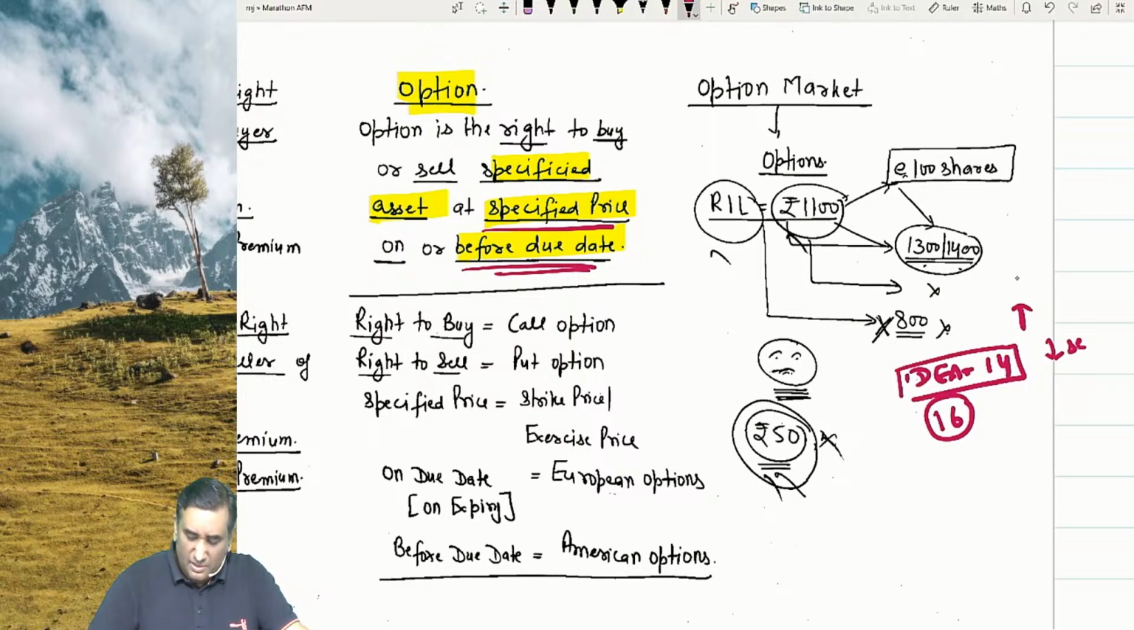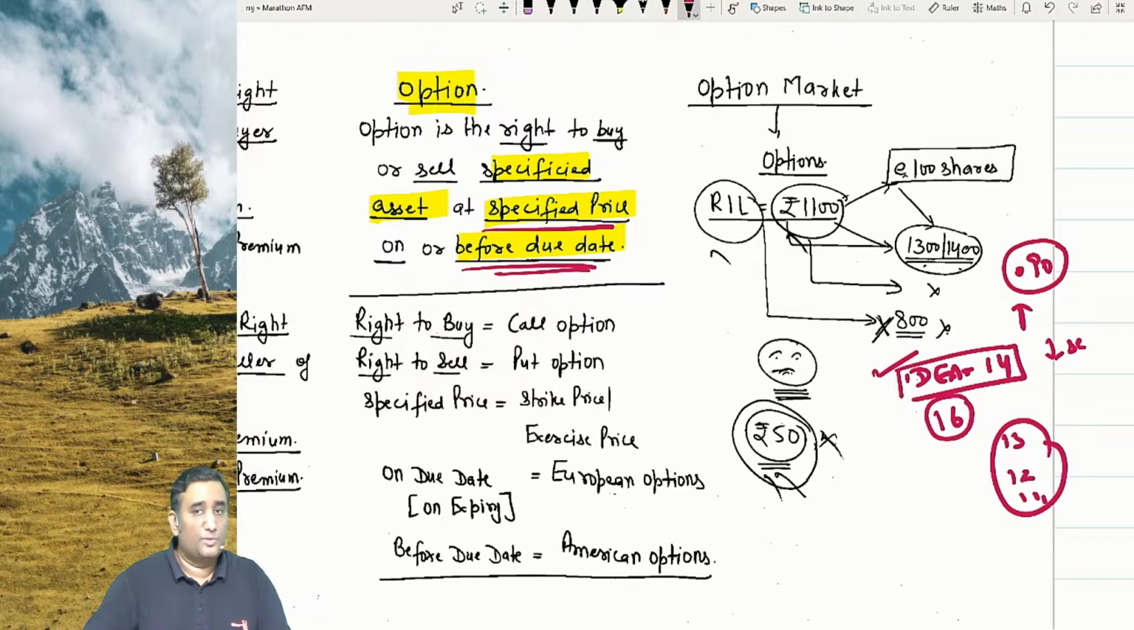A 14 rupees call option premium, I think today would have been trading approximately at 14.90 paisa. It's a huge premium. In fact, I say give me 90 paisa, take the right from me, you can come at the end of the expiry and buy from me at 14 rupees, no matter what the price becomes. If the price becomes 13, 12, 11, the option would lapse.